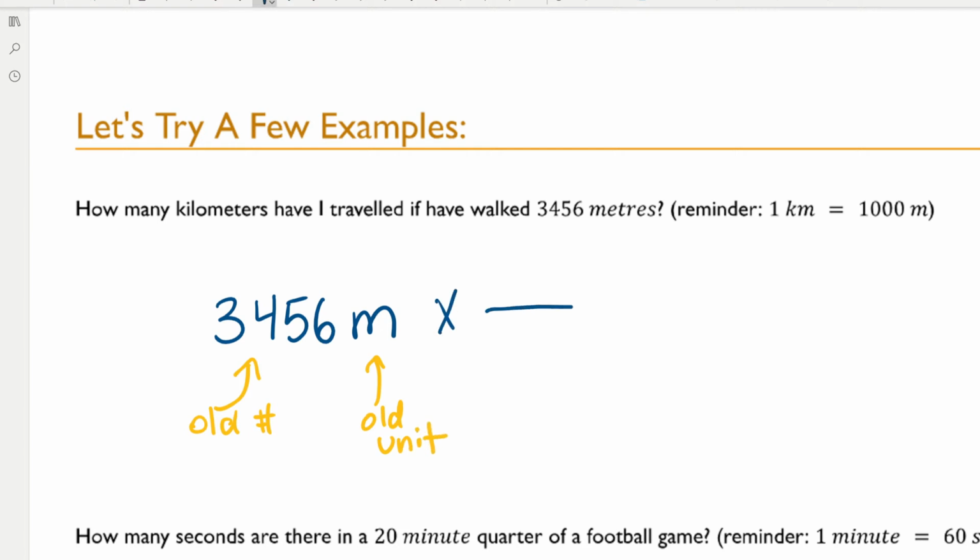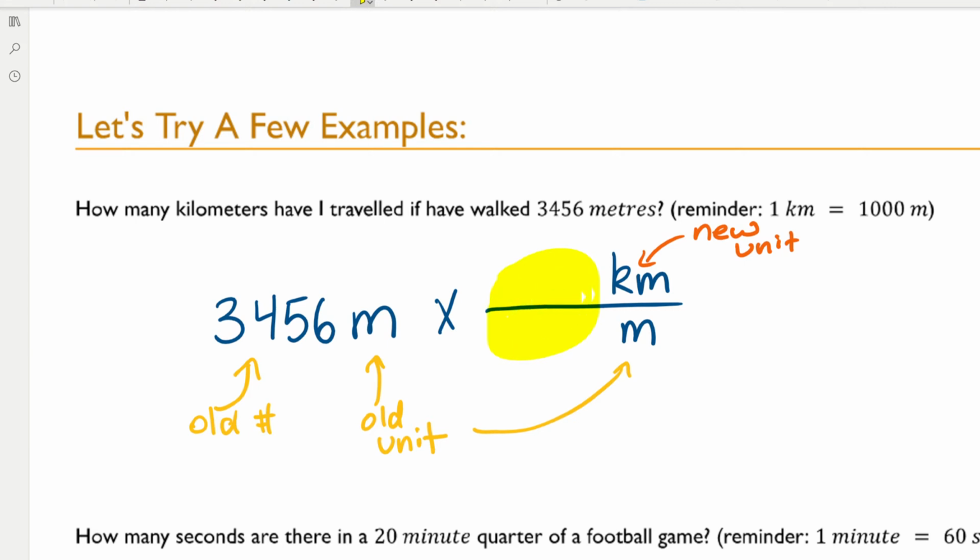And we're going to multiply by a fraction. And on the bottom, we're going to put our old unit. So that's meters. And on the top, we put our new unit, which in this case is kilometers. And then here, we've got to put true numbers. And what I like about this is that you don't have to remember rules of when to multiply or when to divide or things like that. You can just say it aloud.